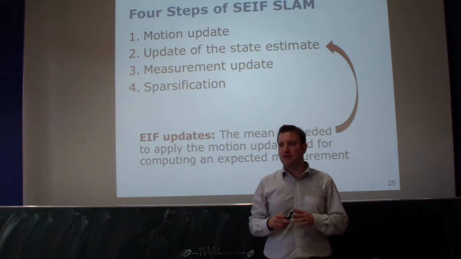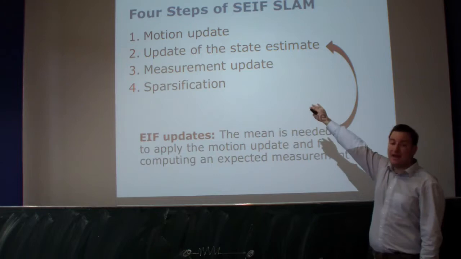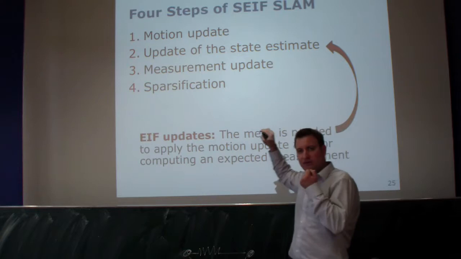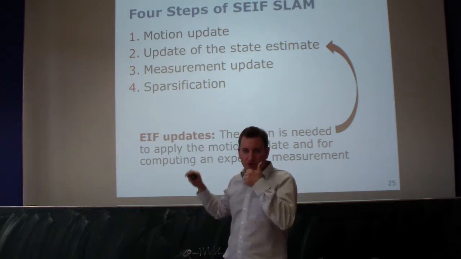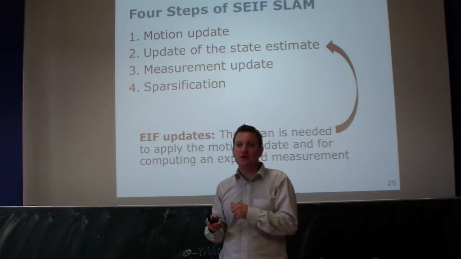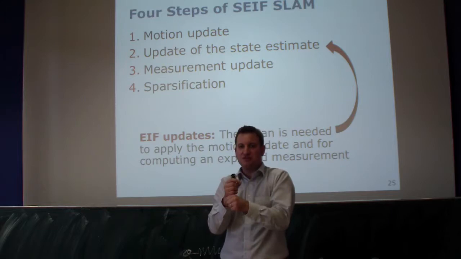So is it clear to everyone why the mean is needed? This is somewhat central for the understanding of the algorithm. So I need the mean in the motion update because I have motion update equations. They don't work on the information vector. They only operate on the mean vector.